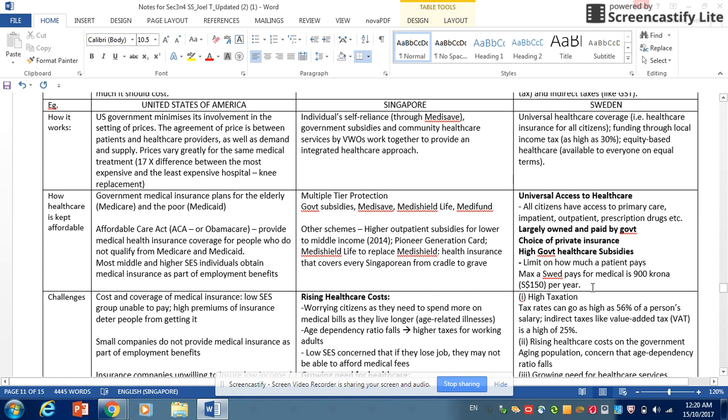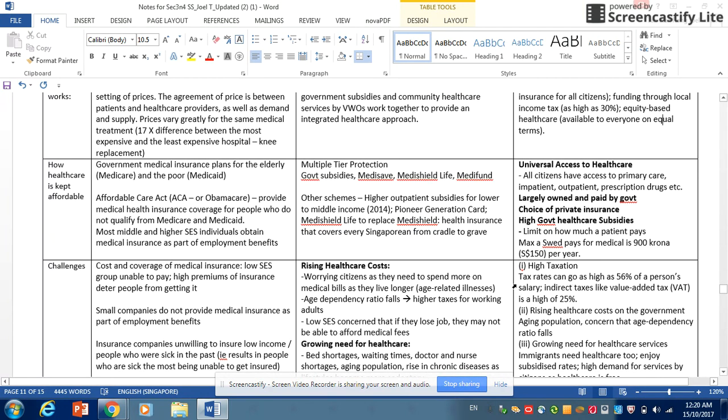Imagine this, that a Swede only needs to pay a maximum of 900 krona per year, no matter what kind of healthcare they need to get. That is really affordable for a Swedish national. The downside is that taxes can go as high as 56% of a person's salary, and there's a high goods and services tax. In this case here, they call it the value-added tax.